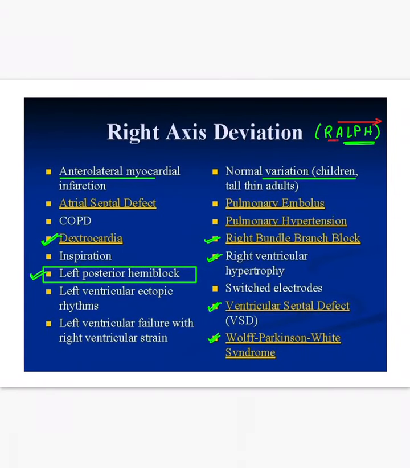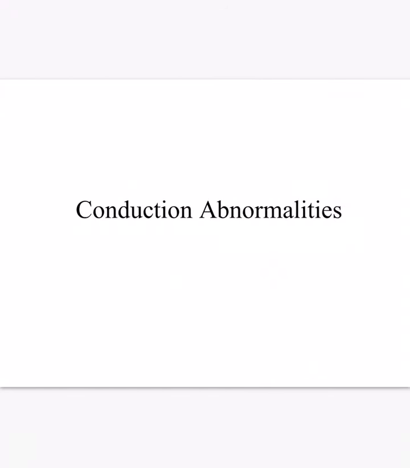That is RALPH. A means anterolateral MI. LPH means left posterior hemiblock. Dextrocardia also shows right axis deviation. Dextrocardia has a right, so remember Ralph Dio. You will remember the dextrocardia. So this is important here. This was about your right axis and left axis deviation. When we practice some questions, we'll see.